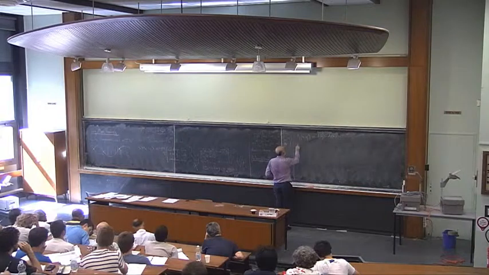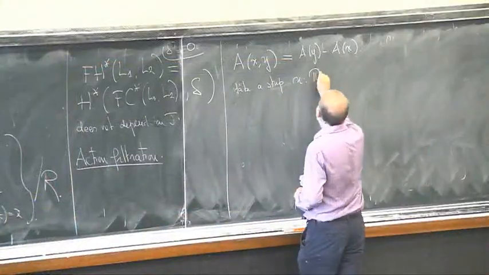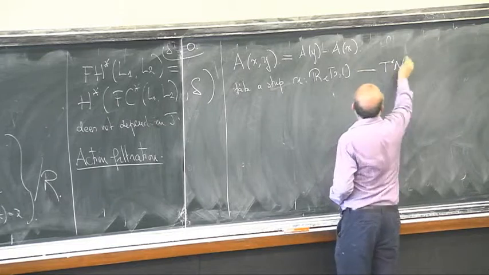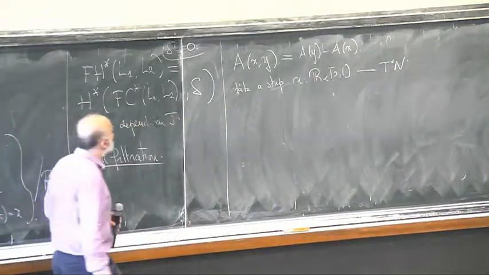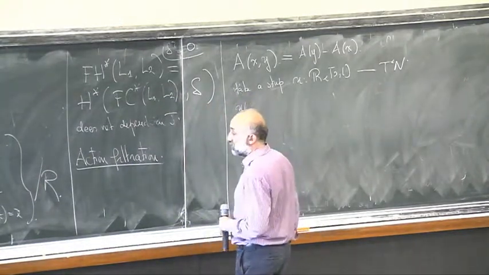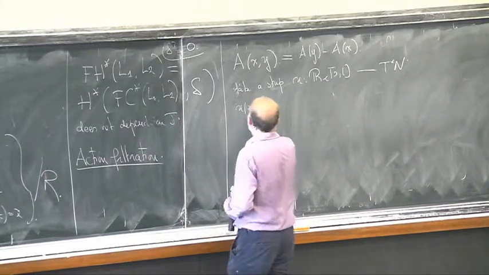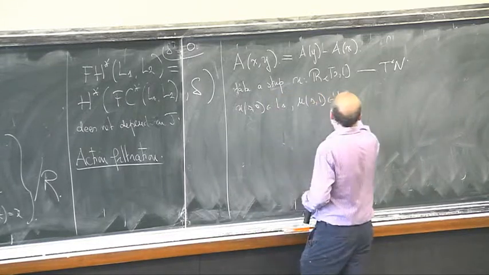So take a strip u from R times [0,1] to T star n, which satisfies the same properties as here. So u of s,0 is in L1, u of s,1 is in L2.